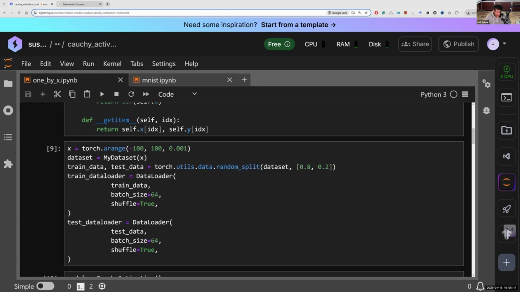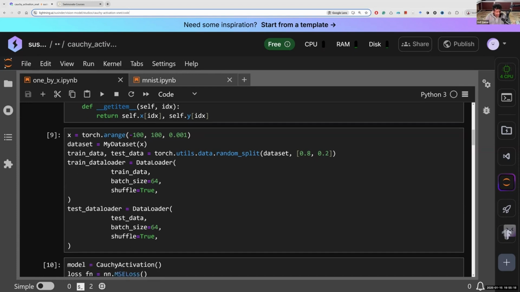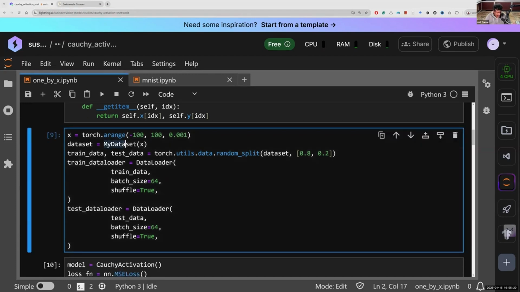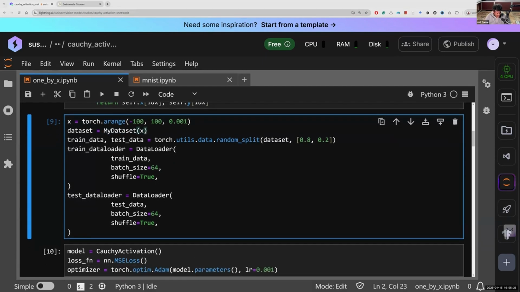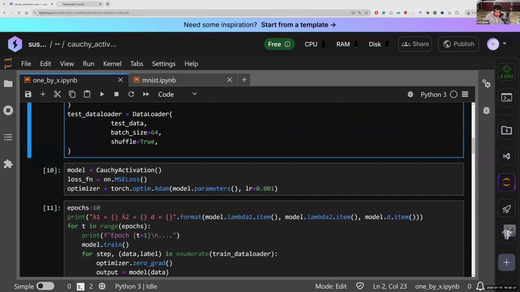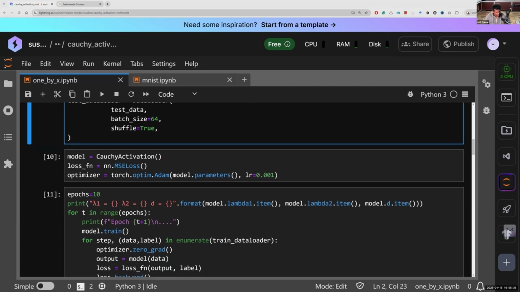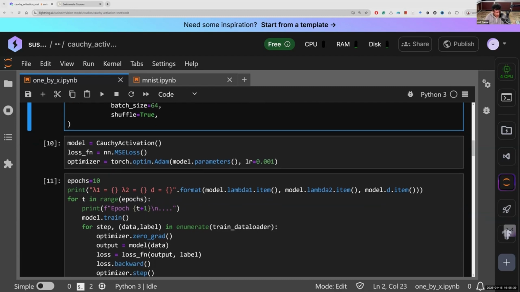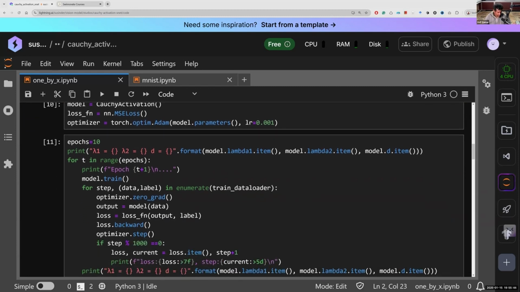Now what I'm feeding it is all the numbers from minus 100 to plus 100 with an interval of 0.001, and then creating my data set instance. Then I create the training data. From that, I'm defining my model as the Cauchy activation function, creating an instance of that Cauchy activation class here. I'm using the mean squared error as the loss function, and as an optimizer, I'm using the Adam optimizer. And then here is my training loop.